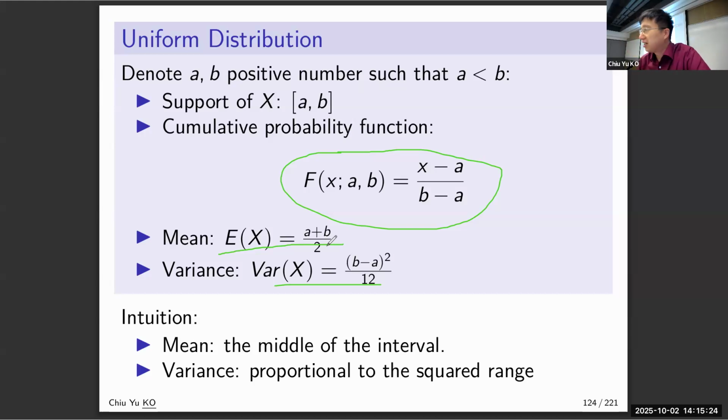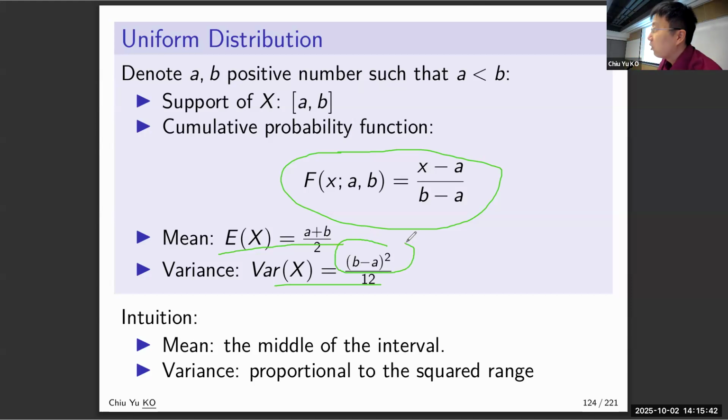It is something super unnatural. It is b minus a squared over 12. Don't ask me why over 12. If you ask me, I'll show you the proof. I have no intuition for that, but I can explain why b minus a.